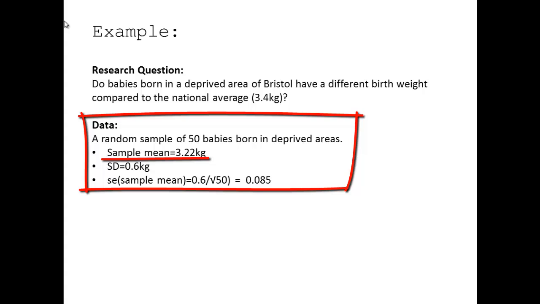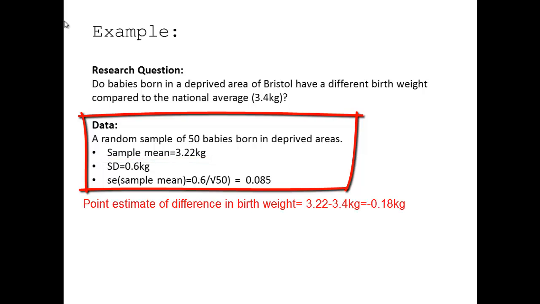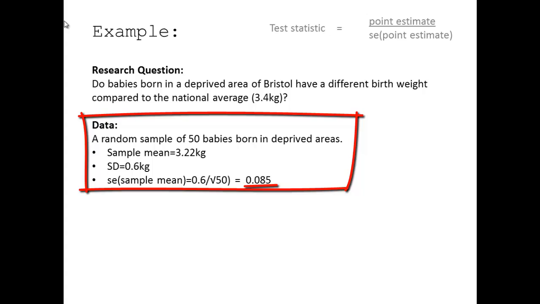So our point estimate, or the difference that we're interested in estimating in the population, is 3.4 take away 3.22 kilograms. We also estimate the standard deviation in our sample, that's 0.6 kilograms, and from that we can work out the standard error, which comes to 0.085. So if we plug those values into our test statistic, we get a value of 2.12 for our test statistic.